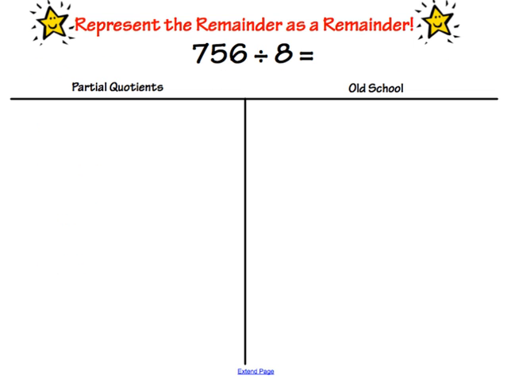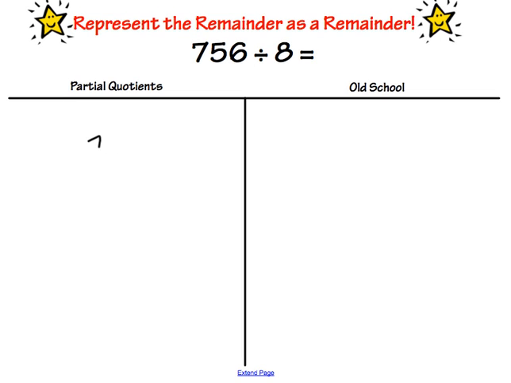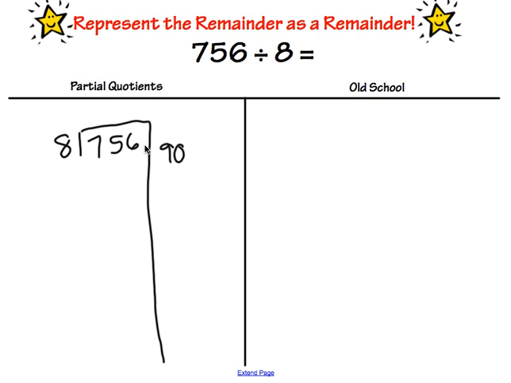The first way to represent the remainder is to leave the answer as a remainder. 756 divided by 8. I'm going to multiply. It would be nice to multiply by 100, but that would be too much, so I'm going to multiply by 90. So 90 groups of 8. 90 times 8 is 720.